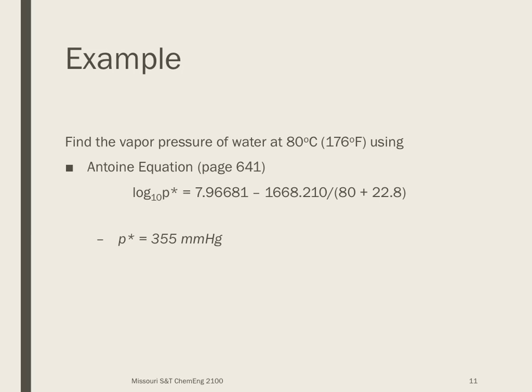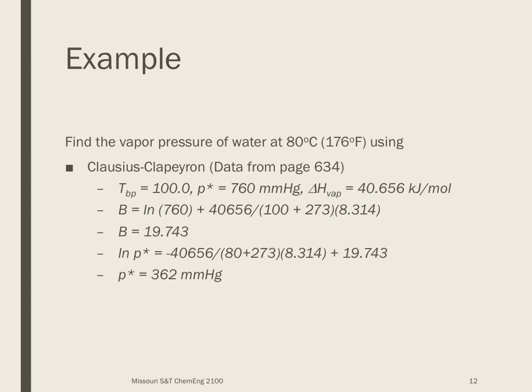For the Antoine equation, I just look up the constants in the book. It's in degrees C, so I'm going to use 80 degrees C. I found the constants. Those are in the book. I enter T as 80 in degrees C, and I solve for P star. Recall that that means P star is going to be 10 to the power of all of that other mess. And so P star is 355 millimeters of mercury.